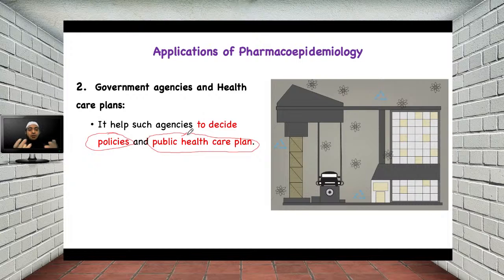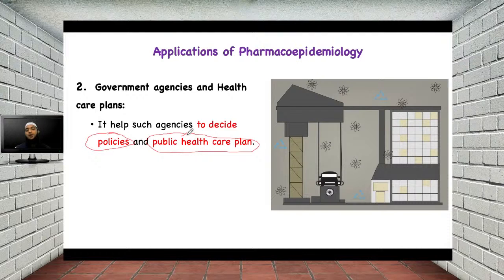So how did they come to this decision? Now if you wanted to take the vaccine, your age had to be 45 years, because these are the patients who are at high risk of COVID-19. So how did a government agency take this decision? Based on the result of the pharmacoepidemiological study. So based on the results of pharmacoepidemiological studies, it helped such agencies to decide the policy.